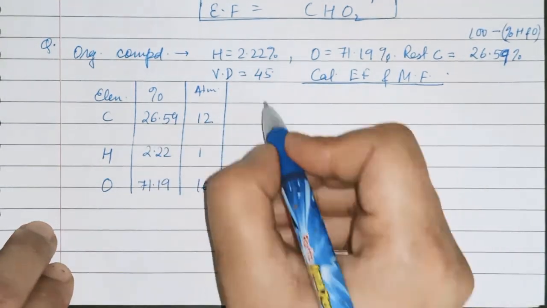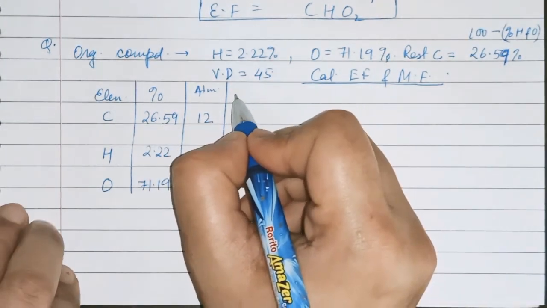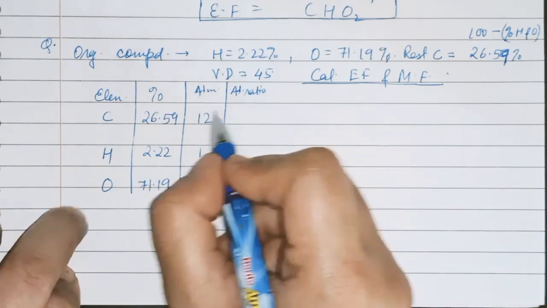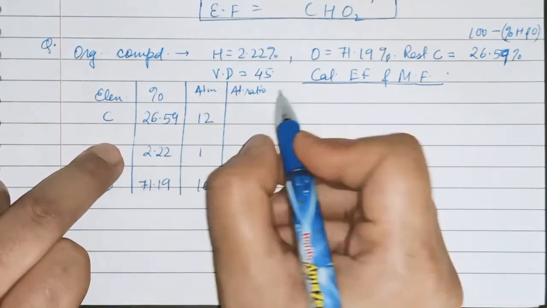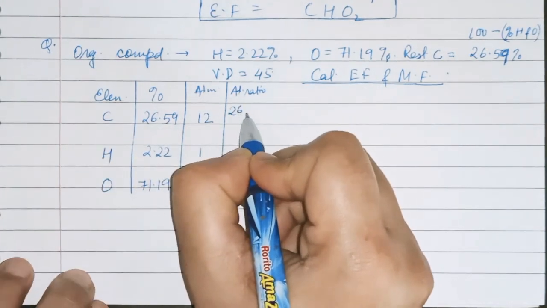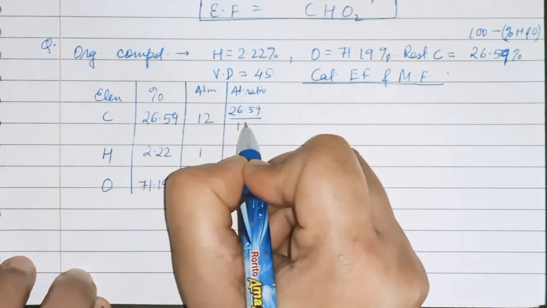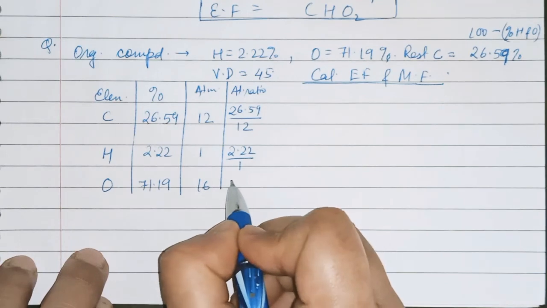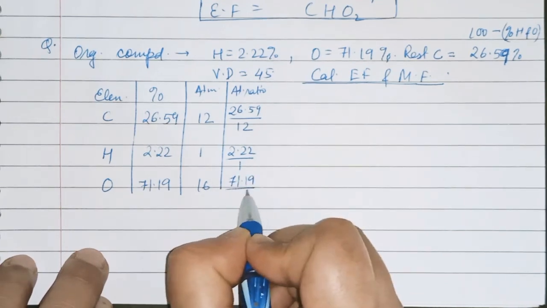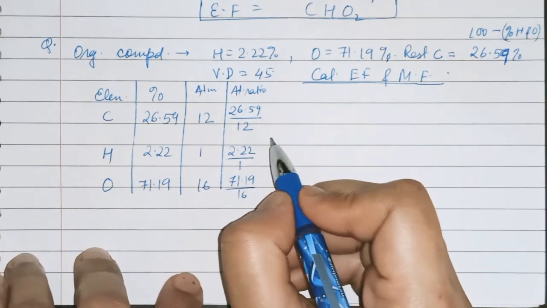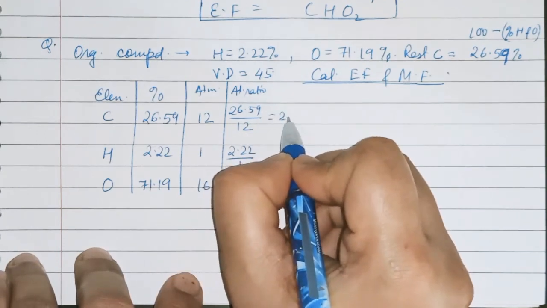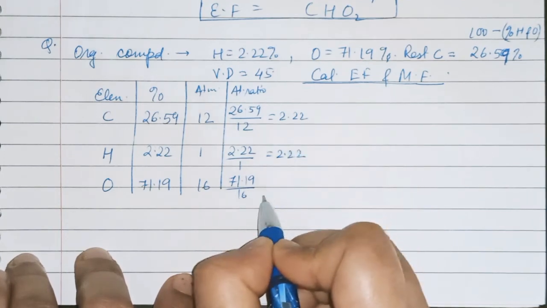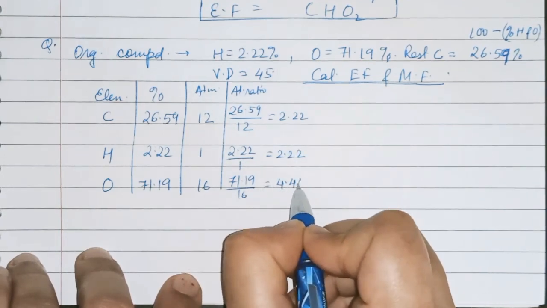Now next is atomic ratio. Atomic ratio is mole also. You can learn it like this: given mass by molar mass. So 26.59 upon 12, here it will be 2.22 upon 1, and here it will be 71.19 upon 16. Now after doing the calculation you will get 2.22 here. Here it is 2.22 only, and here it is 4.44.